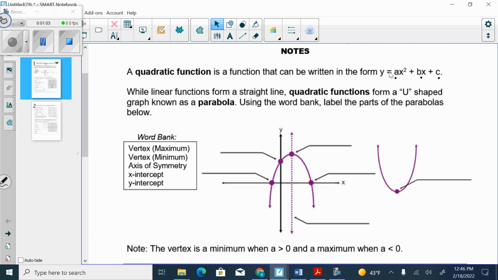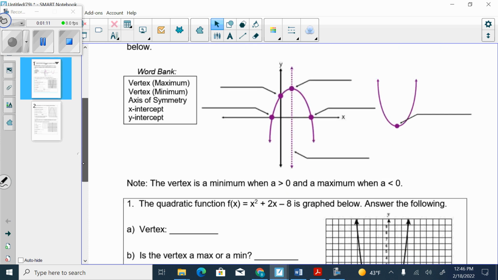While linear functions form a straight line, quadratics are going to make that U shape that we call a parabola. They want us to use this word bank here to fill in this picture. So they have all these arrows pointing at different parts of the picture. We're going to fill them in. Okay, so the first thing that they have is a vertex. So what do we think a vertex would be in one of these pictures?